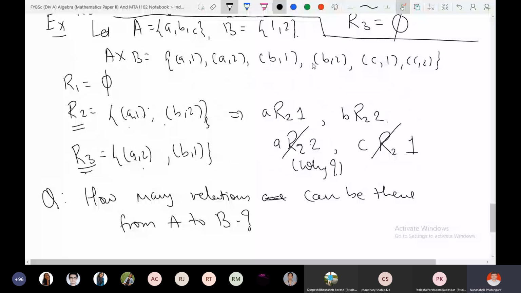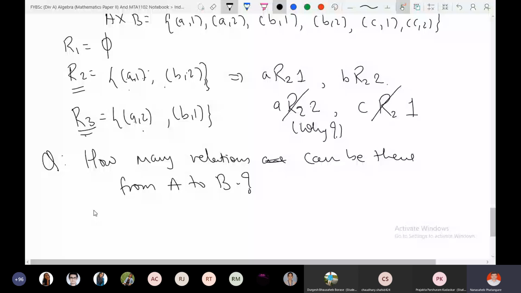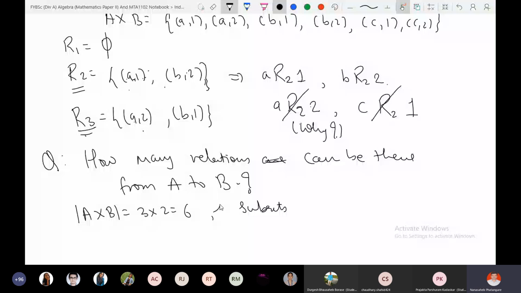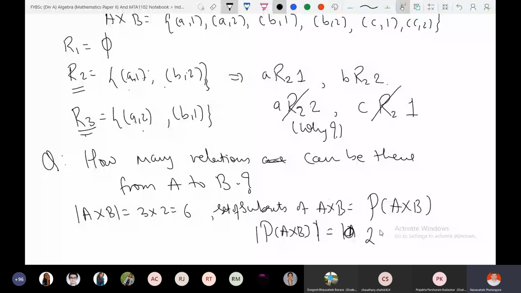How many subsets? 2 raised to n. If the cardinality of A cross B in this case is 3 into 2, which is 6, how many subsets? 2 raised to 6. So the set of subsets of A cross B is the power set of A cross B, and the number of elements in the power set is 2 raised to the cardinality of A cross B. It is 2 raised to 6.